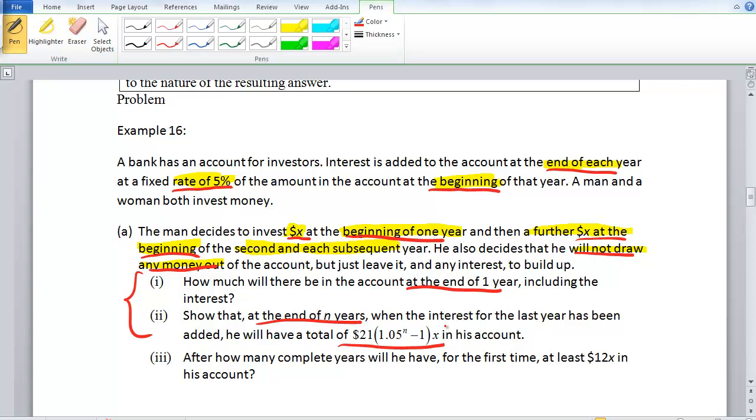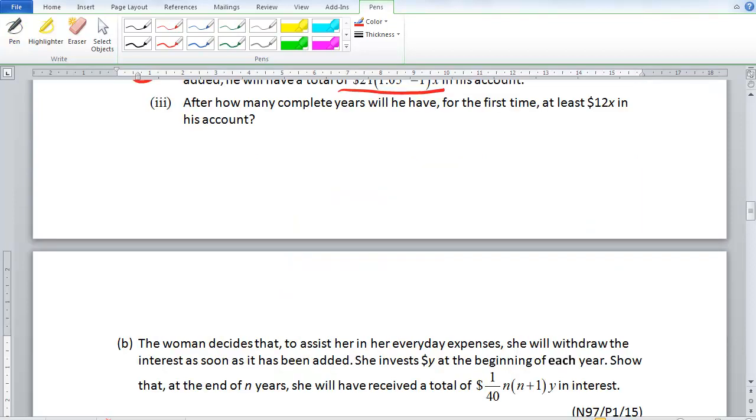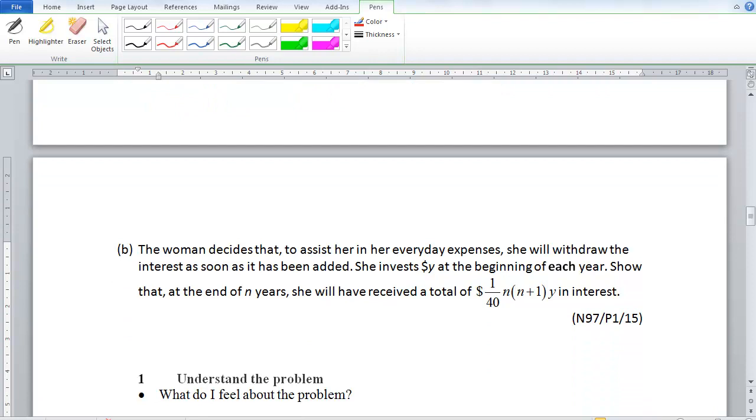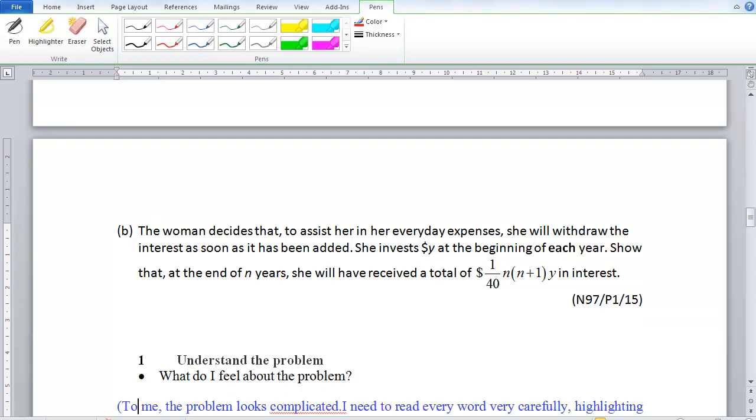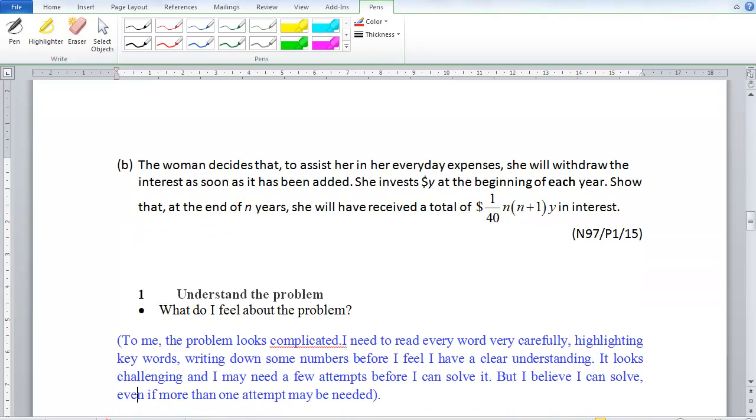So how are we going to solve this question 16a, part 1 and 2 first? Okay, let's take a look. Now, first let's try to understand the problem. When we try to understand the problem, probably we want to take note of our affective domain first. What do I feel about the problem? That's the first question I probably ask myself.